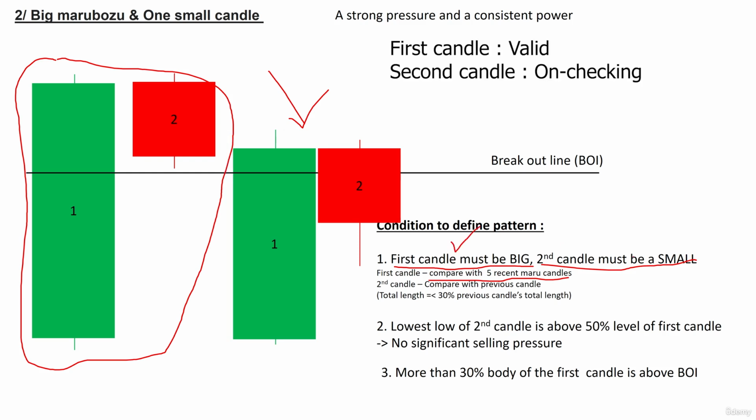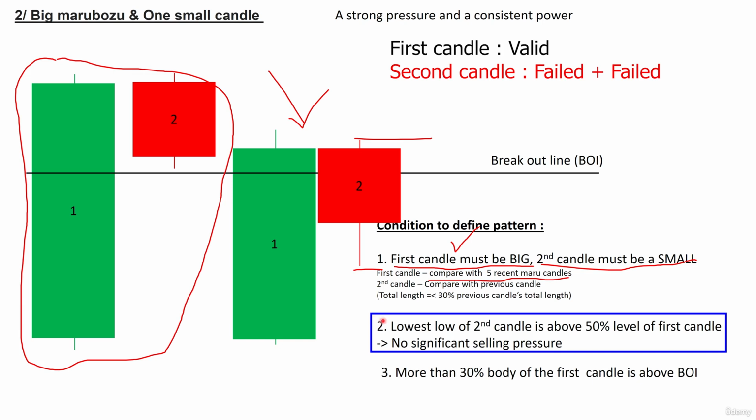Therefore, at this time, this condition is valid. But the second candle at this time is invalid right over here, because you can see that from the highest to the lowest, the total length of the second candle is bigger than the first candle by more than 50%. Therefore, the second candle is failed on this condition, right? And the lowest low of the second candle is lower than the middle price of the first candle. Therefore, the second candle is failed one more time, but totally the second candle is still failed, and the first candle is still valid. Therefore, from the second point right here, we still can apply price action confirmation for a breakout right over here.